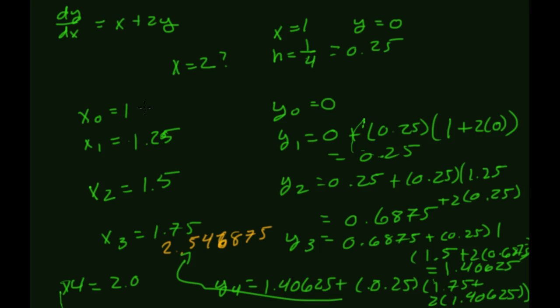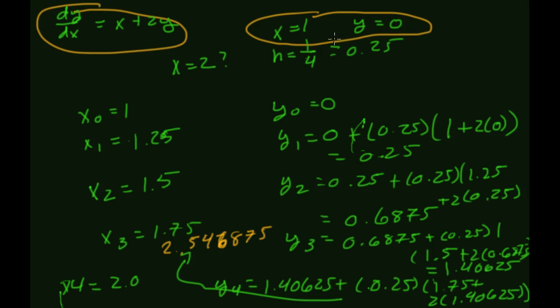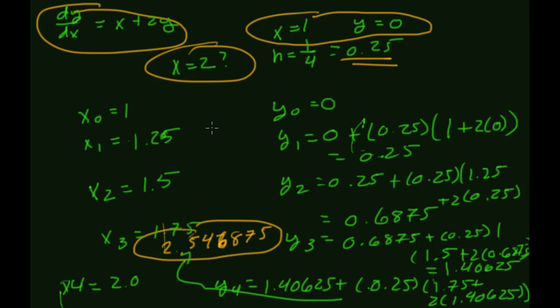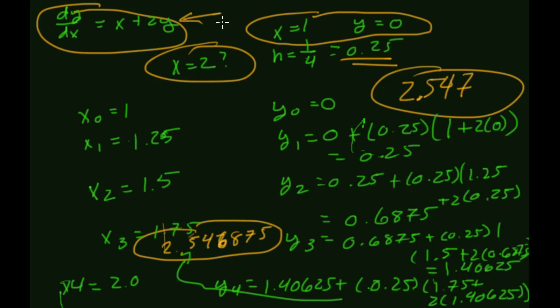Okay, so what is this telling me? This is telling me that if this is my ordinary differential equation, and this is my initial value, (1, 0), and I follow Euler's method with a step size of 0.25 until I get to 2, then I get an estimate of 2.547 as an approximate value for the solution to this ordinary differential equation at x equals 2.